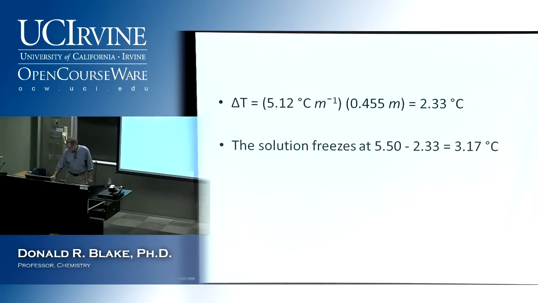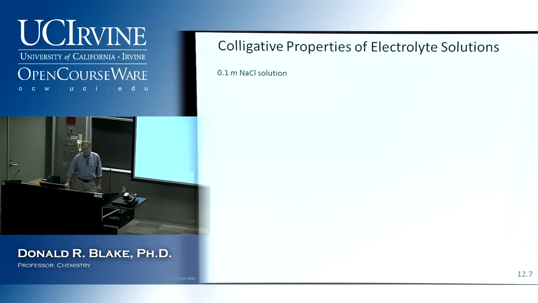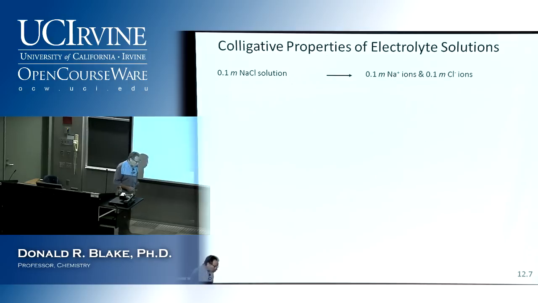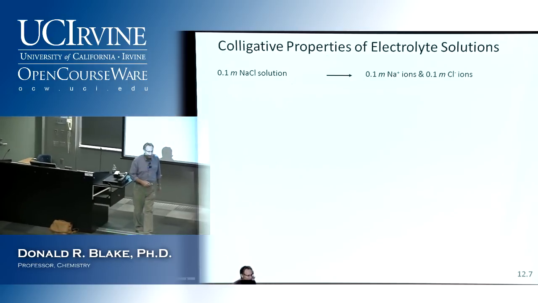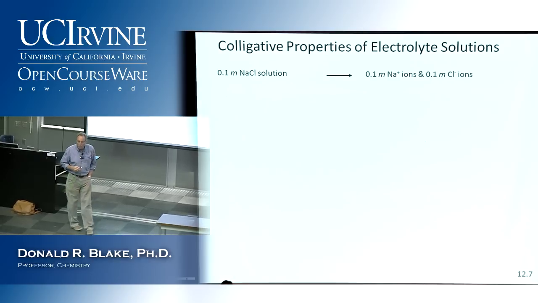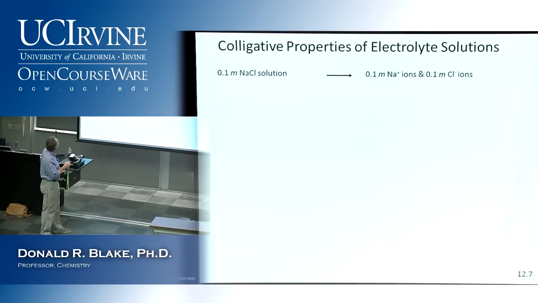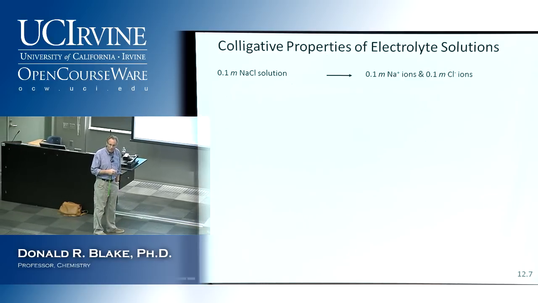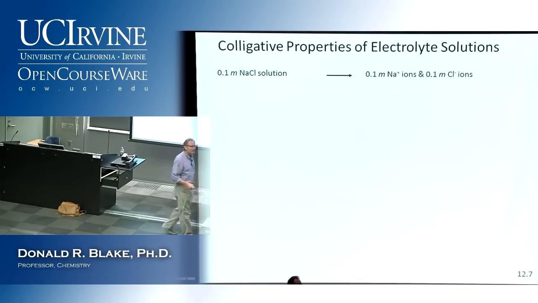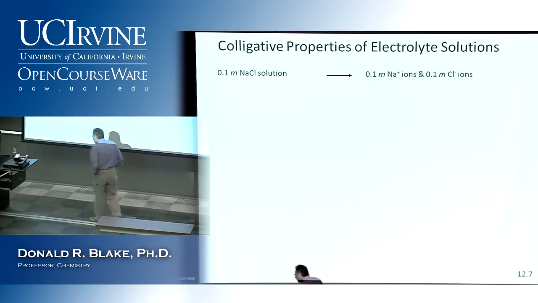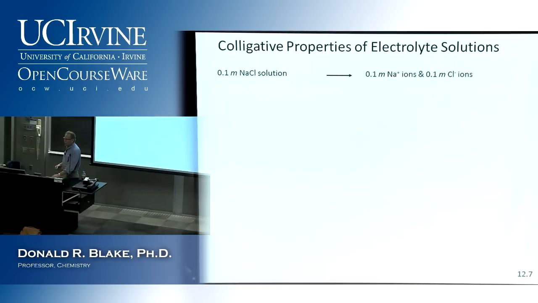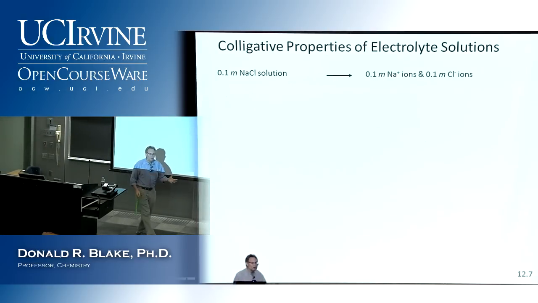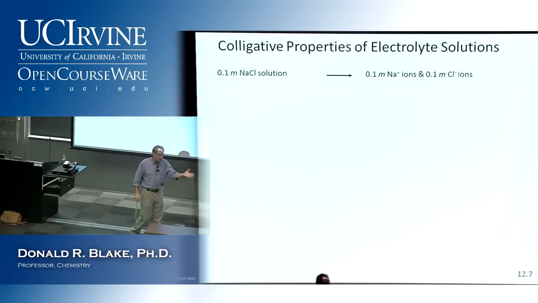Okay. Colligative properties. What's interesting with these boiling point, freezing point, all these things, is that some things break into two pieces. Look at this. Sodium chloride, NaCl, Na plus, Cl minus. So we have electrolytes and non-electrolytes. A non-electrolyte is something that, when you put it into the solvent, doesn't break apart. It dissolves like sugar.